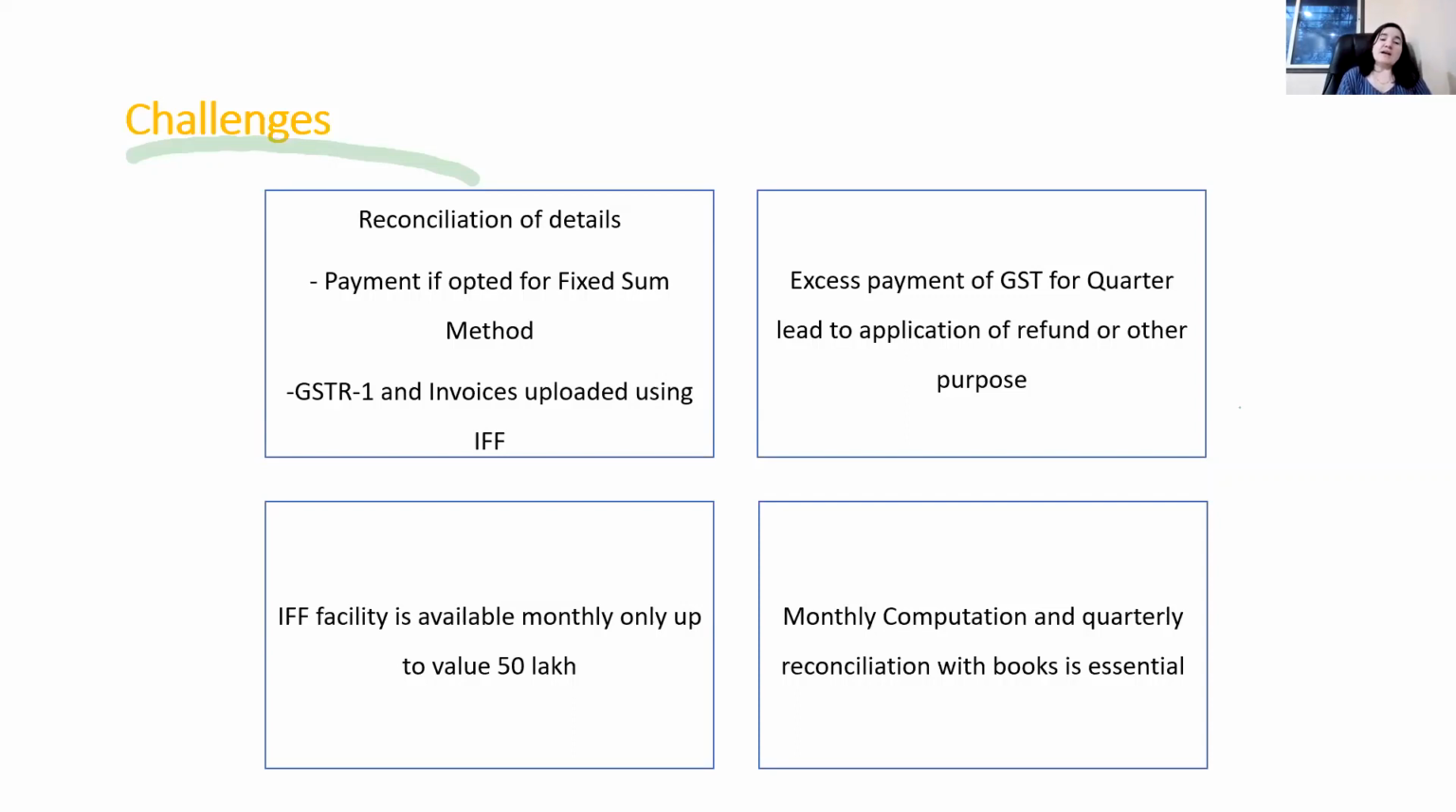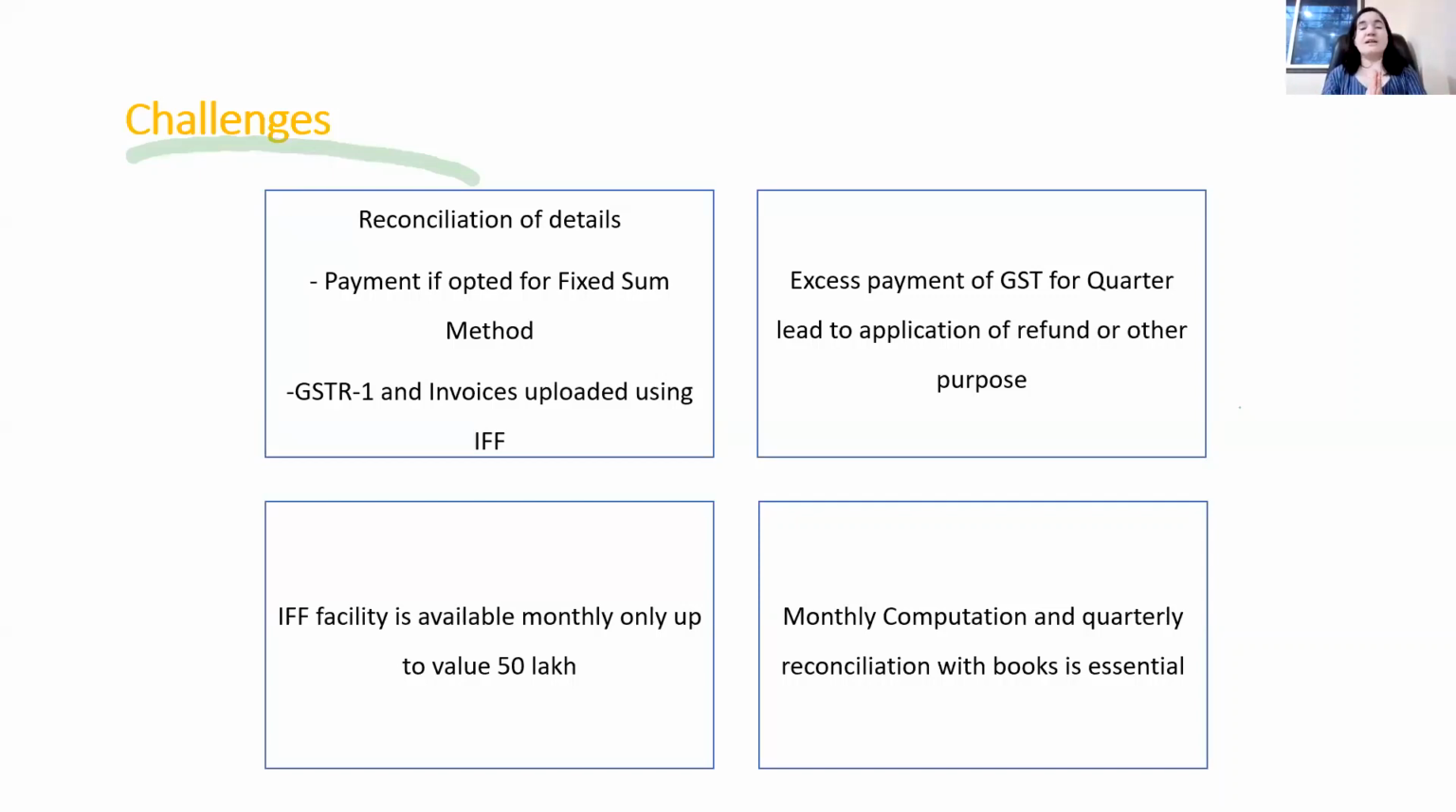Then the IFF facility is available only up to 50 lakhs. So even if your recipient or supplier says that your invoice is required to be uploaded monthly, you can't upload it if it is above 50 lakh. There is a possibility that in any month the turnover is above 50 lakh, and in such cases the IFF facility is not available. So even monthly computation is required, and quarterly reconciliation with the books is also essential. So these are some of the challenges. Keeping in mind these challenges, decide whether you really intend to opt for the scheme or whether the normal scheme is better.